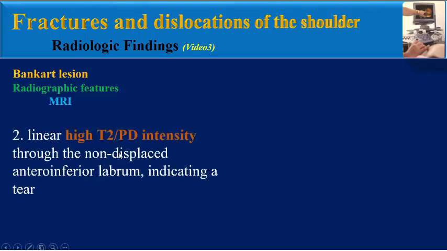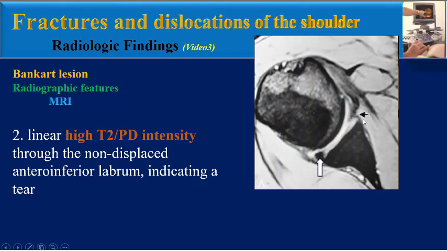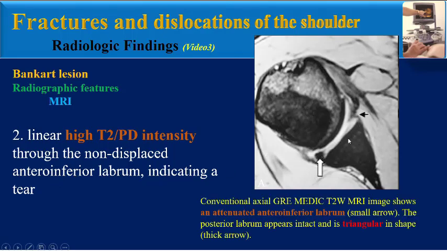Another MRI finding is a linear hypersignal intensity in T2 or proton density sequences through the non-displaced anteroinferior labrum, indicating a tear. As we can see in this conventional axial T2 MRI, an attenuated anteroinferior labrum, which is suggestive of a Bankart lesion. The posterior labrum appears intact and is triangular in shape.